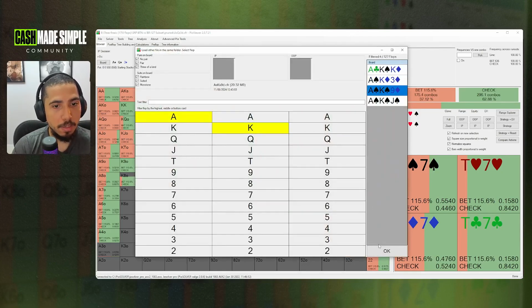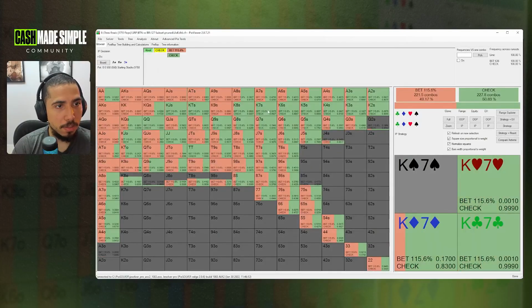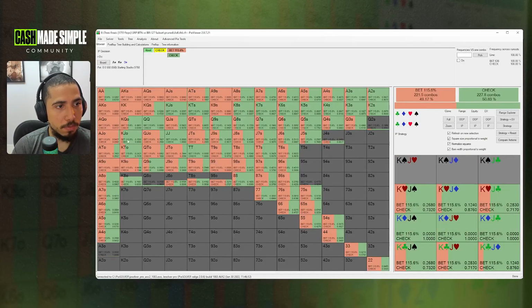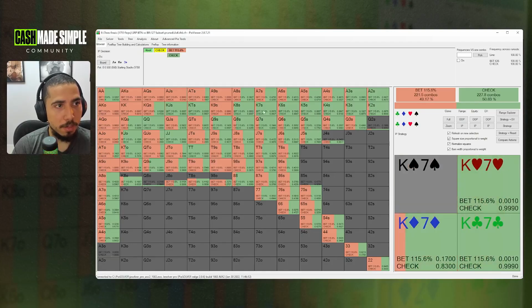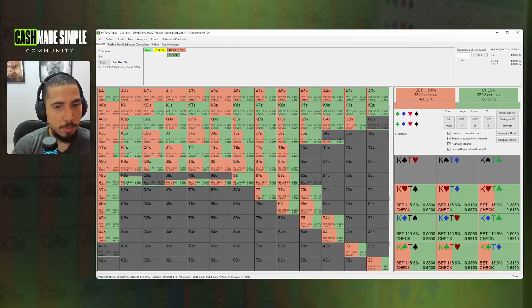Ace king 9. Let's see, what's the solver do? King jack off, bets a little bit, 20% of the time. King 10 off, 25% of the time. You have king 8 of diamonds, king 7 of diamonds, king 6 of diamonds. Solver does bet sometimes with those middle pairs.